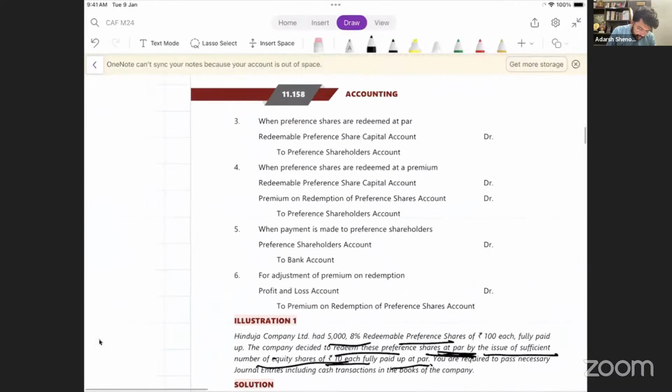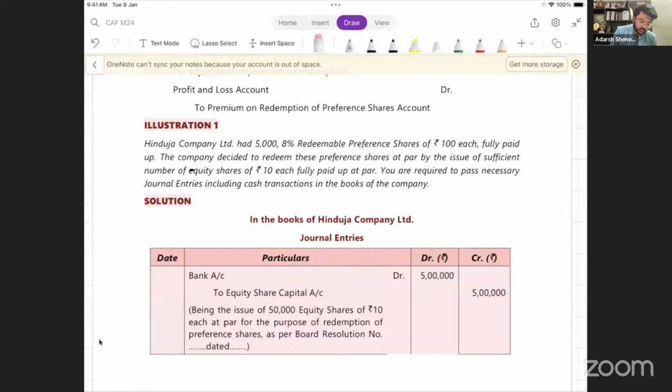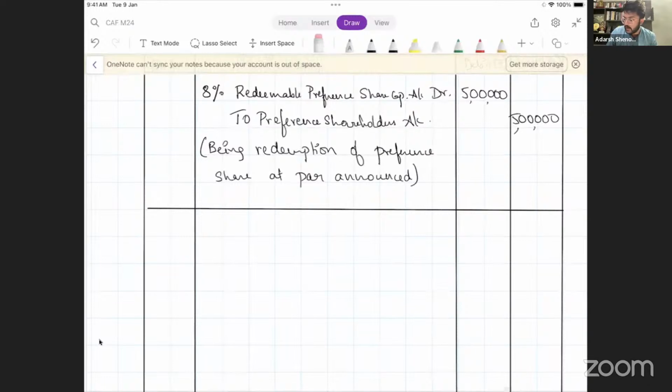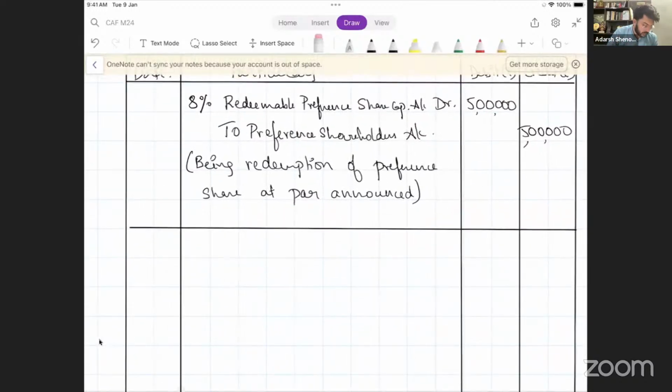So, how are we satisfying section 55? How are we fulfilling the conditions as per section 55? We are issuing fresh shares, right? So, at par by issue of sufficient number of equity shares of rupees 10 each fully paid up at par. How many shares should they issue? 5 lakh divided by 10. 10 rupees is the face value of the share. At par they are issuing. So, 50,000 shares they have to issue at 10 rupees, right?